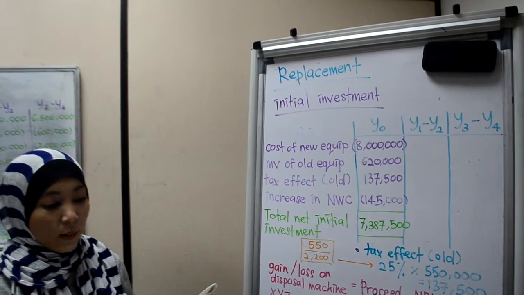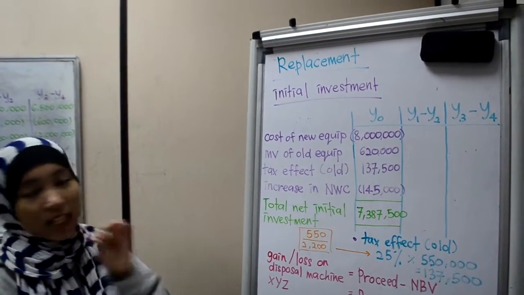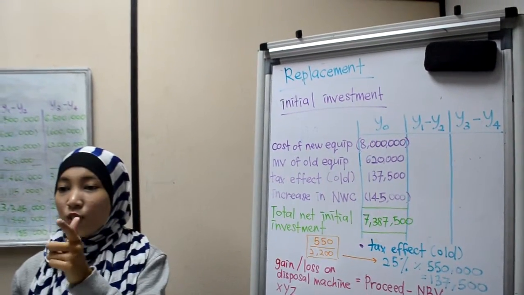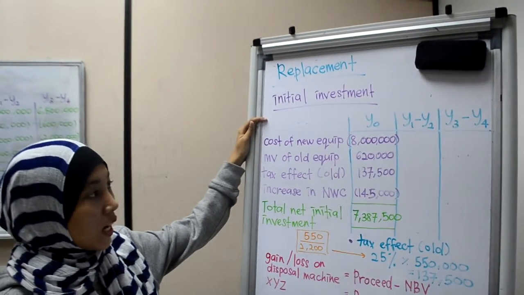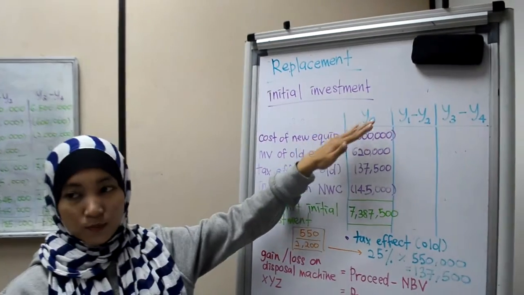Because it is stated that the company is considering replacing the existing machine. So that is the key concept. Because in cash flow, there are replacement and also expansion. Okay. So under initial investment, you have to know that the year involved is only year 0.